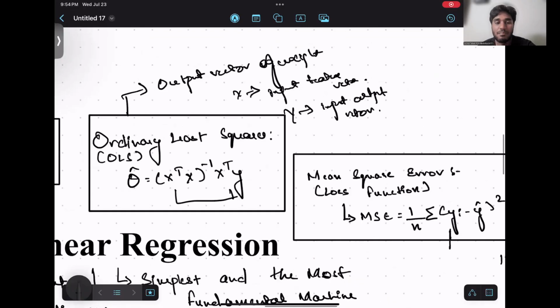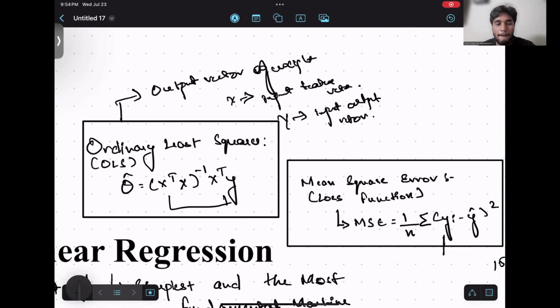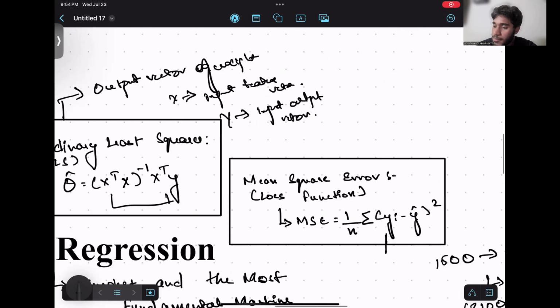So now let's look at an example to understand this better. First, suppose we are given two data points.